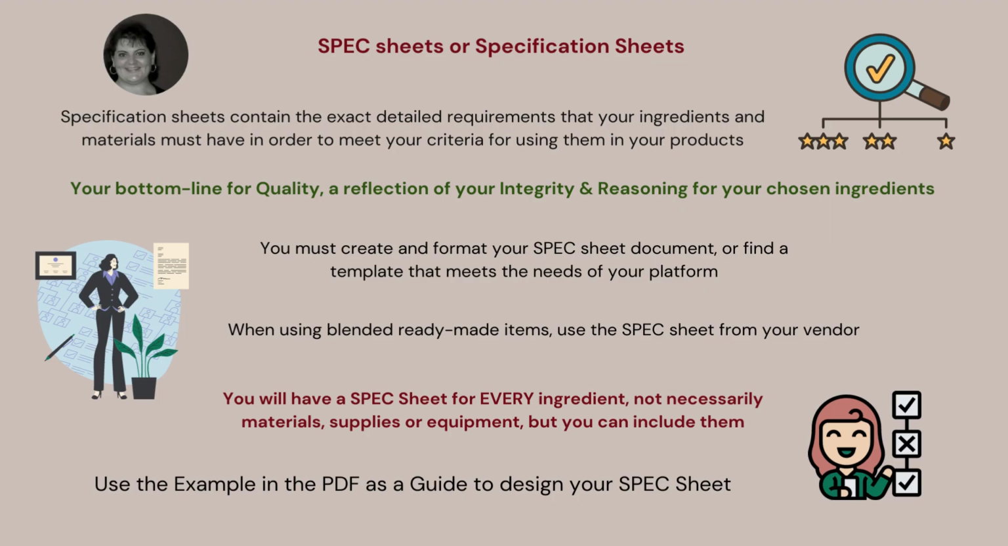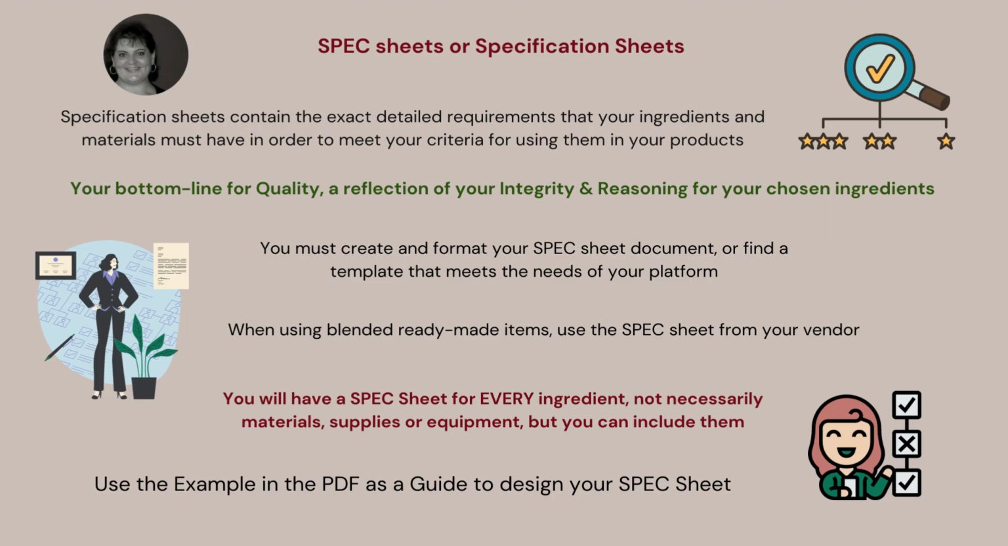So when you're writing up your spec sheet from scratch, you must include these required headings. But also, when using a blended ready-made item, use the spec sheet from your vendor. And you must also state that you are using a spec sheet from your vendor. And your vendor should also provide you with the necessary paperwork. If not, then I would be pretty cautious of that vendor. You need to be aware of who you get your materials from.